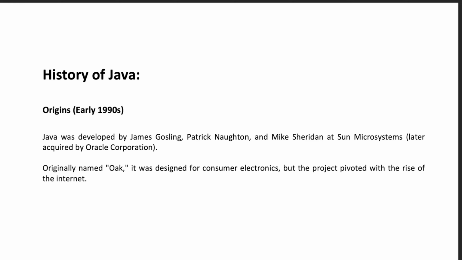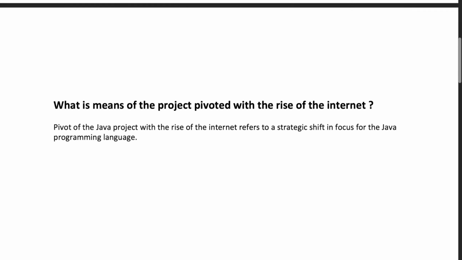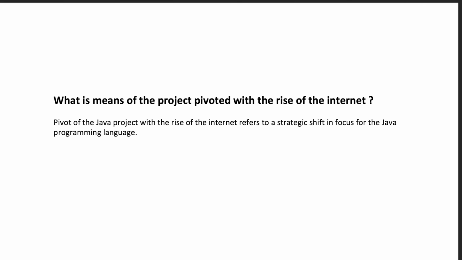Originally named Oak, it was designed for consumer electronics, but the project pivoted with the rise of the internet. What does it mean that the project pivoted with the rise of the internet?